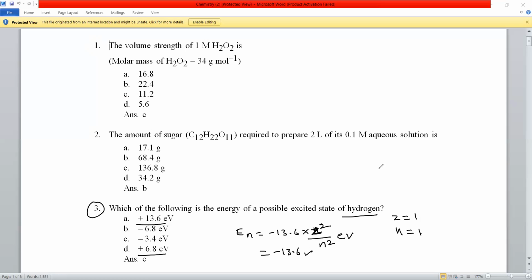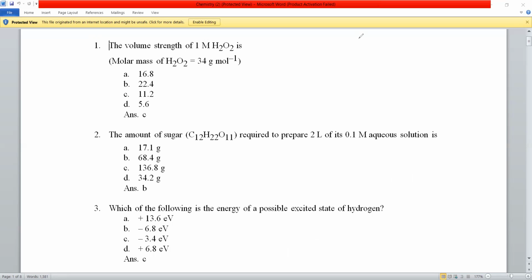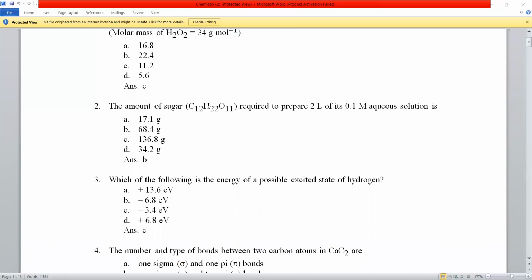Suppose another one, if n equal to 2 I have taken. So minus 13.6 into Z, which is 1 square, divided by n square, which is 2 square. On simplification, we'll get minus 3.4 electron volt, students. So check the options, option C is there, that is the possibility. Minus 6.8 is not possible. So option C is the correct one. Next we can go for question number 4.